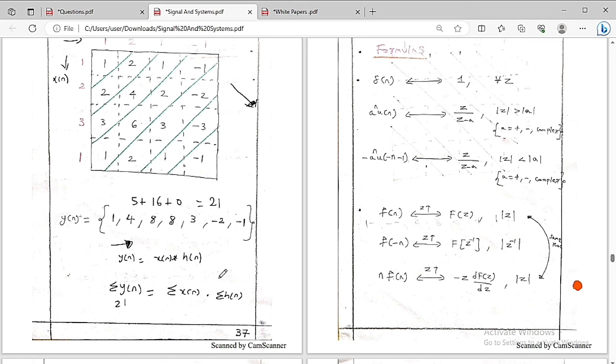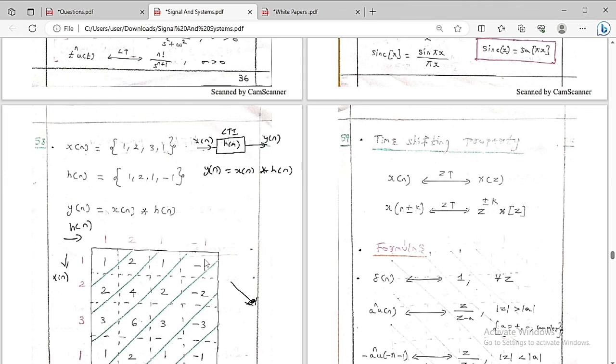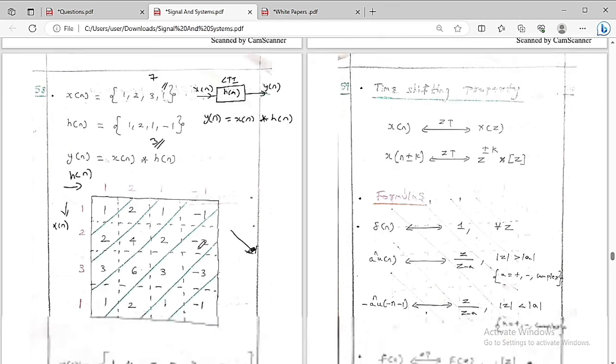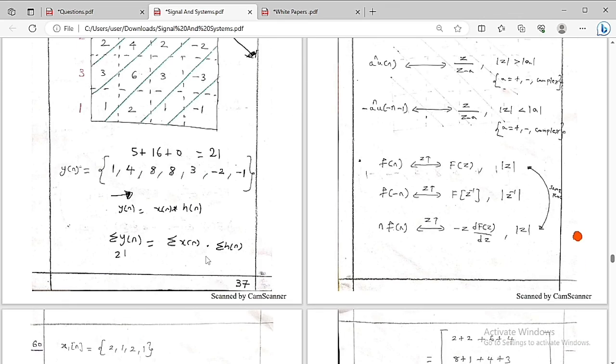Then do the addition of all the values of x of n. 1 plus 2 is 3, 3 plus 3 is 6, 6 plus 1 is equal to 7. So this value is 7. Similarly do the sigma of h of n. 1 plus 2 is 3, 3 plus 1 is 4, 4 minus 1 is 3. So you are going to get 3. Now multiply these two things. 7 times 3 is 21. So this is 7 and this is 3, and this is 21.